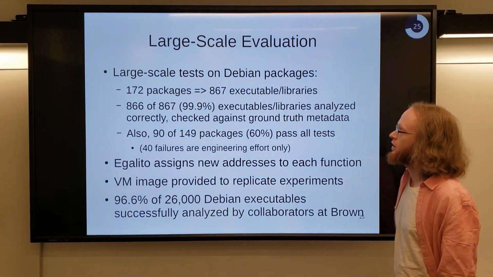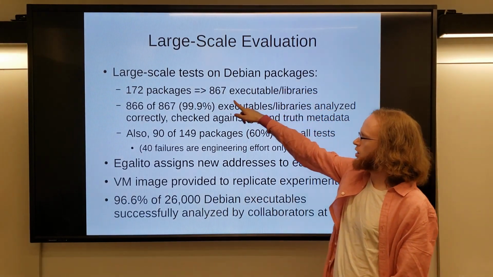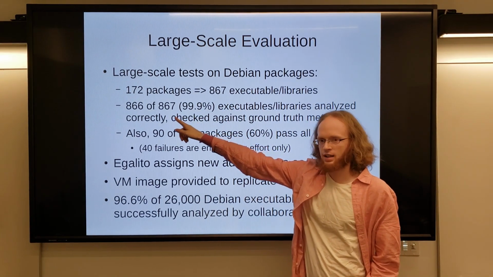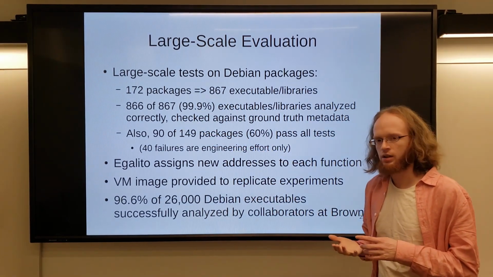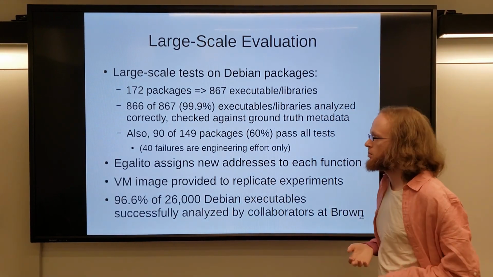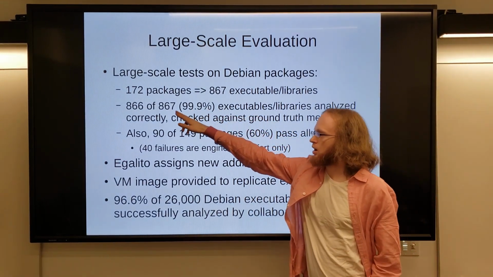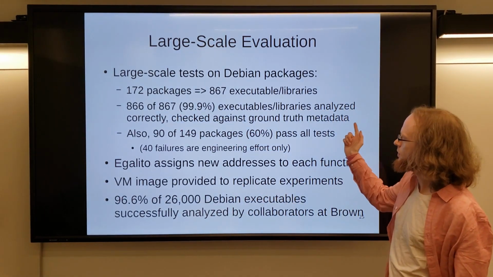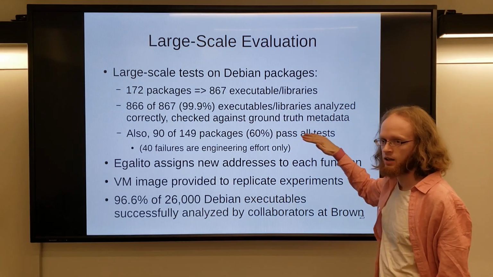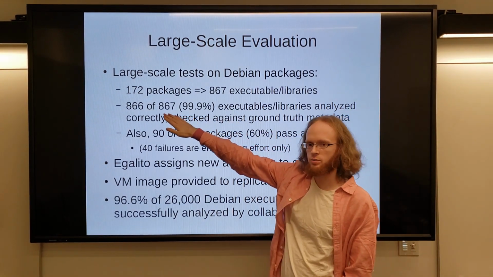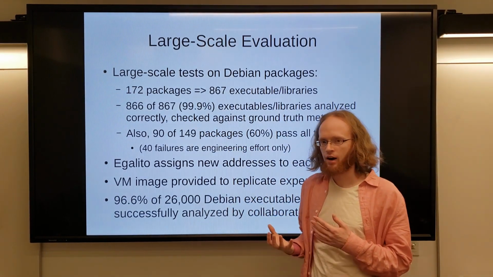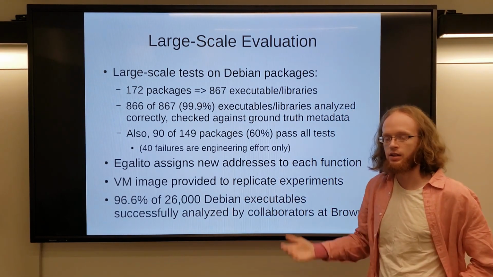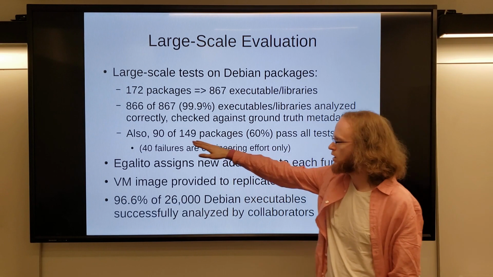We also did a large-scale evaluation on Debian packages. Here we took 867 executables and libraries. We asked Egalito to analyze everything about them, including the function boundaries, the jump tables, and the jump table bounds, and we were correct on all but one of those cases. In one case, the bound for one table was wrong. We actually checked this against the ground truth metadata. So we took the source packages for all those programs, recompiled them to get the compiler IR, and extracted from that IR the information we needed, such as the number of jump tables and the number of entries in each table. So that's the analysis part.